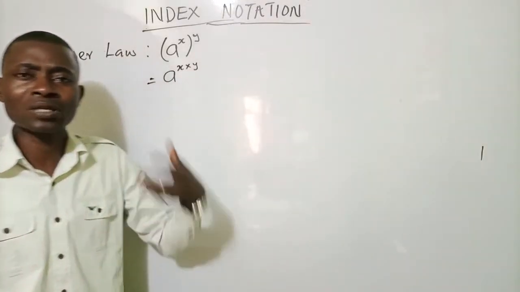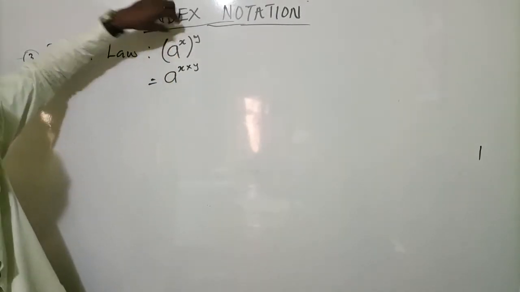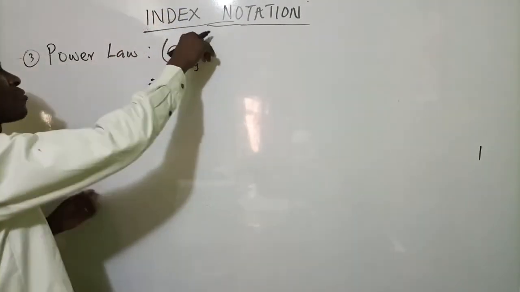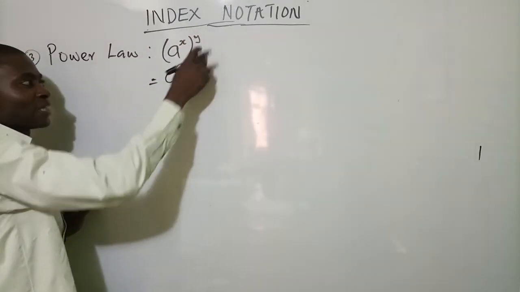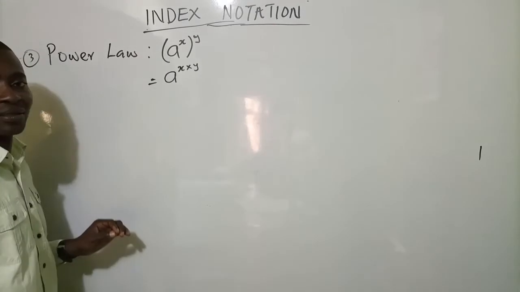That is what we mean by power law. If a, which is the base, is raised to a power, and all together they are now raised to another power, you should multiply the two powers together.